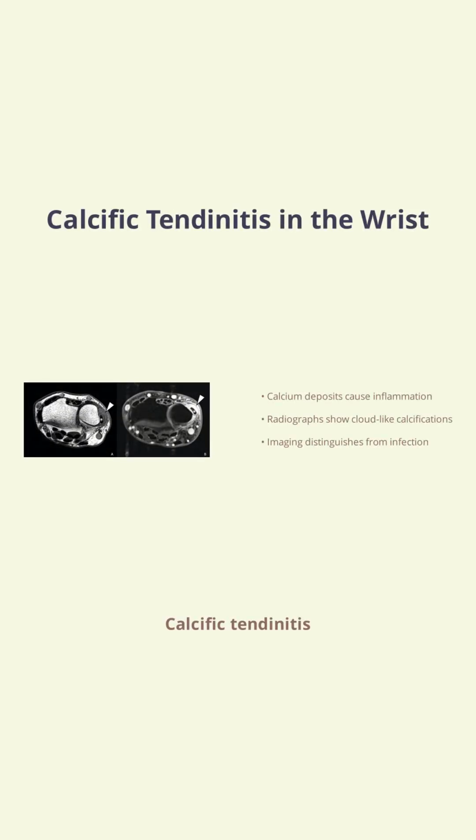Calcific tendinitis, though more common in the shoulder, can also affect wrist tendons, especially the flexor carpi ulnaris. Calcium deposits cause acute inflammation, pain, and sometimes partial tendon tears. Imaging is crucial to distinguish this from infection, as treatment approaches differ significantly. Radiographs show cloud-like calcifications, while ultrasound and MRI reveal the extent of inflammation and tendon involvement.